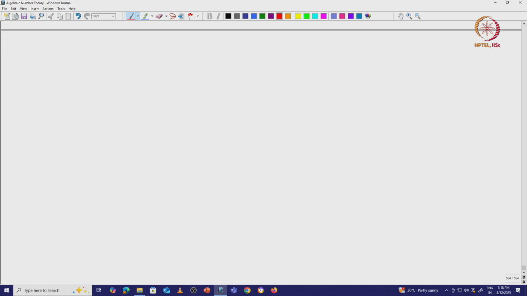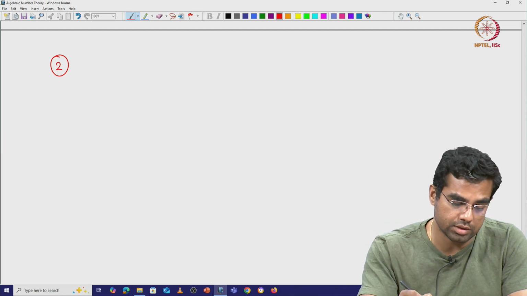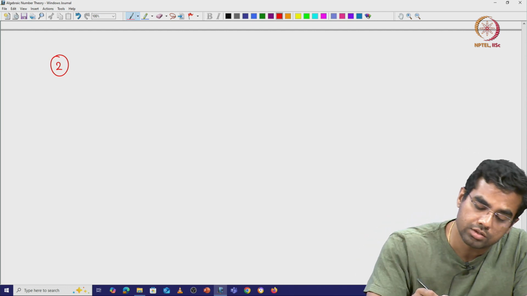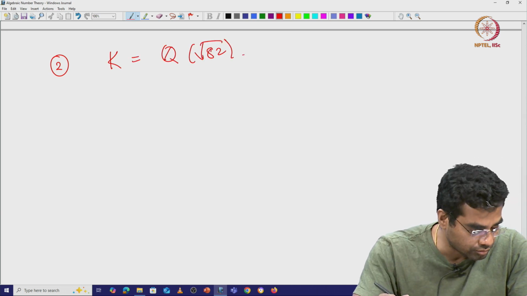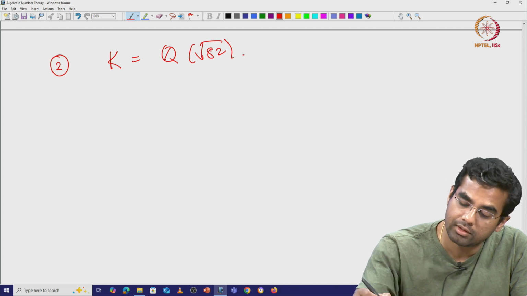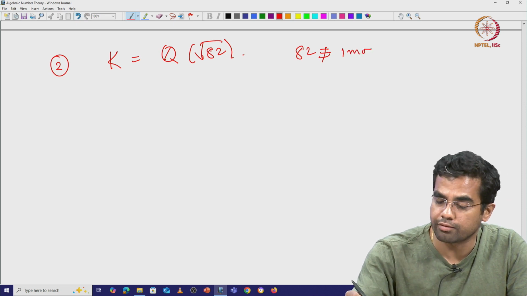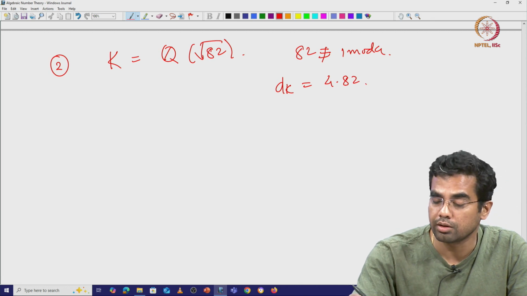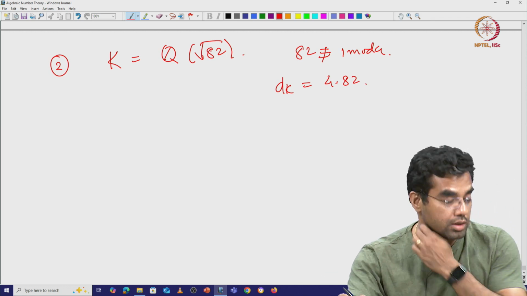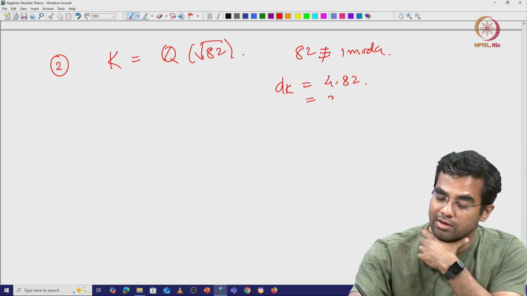Okay, so that's our first example, but we are going to do lots of examples and in the process learn lots of different techniques on how to do these computations. Okay. So, let us look at K equals Q square root of 82, and so 82 is not congruent to 1 mod 4. Hence, the discriminant is 4 times 82, so 328.